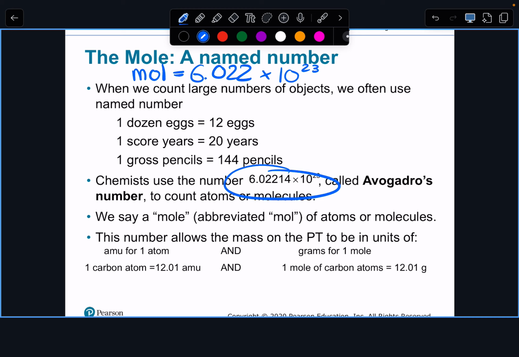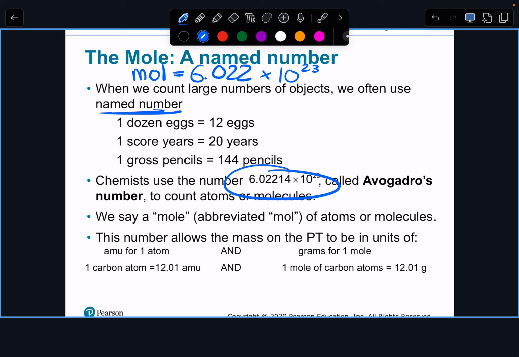Okay, so when I say a dozen eggs, everybody knows I mean 12. It's very similar to that. It's what I call a named number. So it's a number that we give a particular name to. Dozen is the one that we most commonly use.